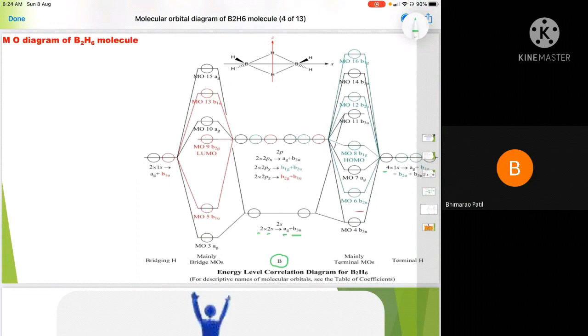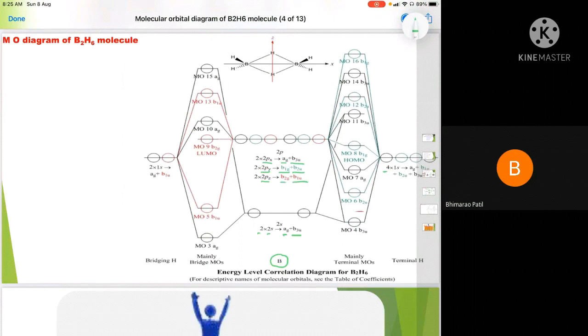Then the 2p atomic orbitals of each boron atom combine with the 2p atomic orbitals of the other boron atom to form six hybrid orbitals. The 2px combined with the other 2px forms Ag and B3u. The 2py combined with another 2py forms the hybrid orbitals B1g and B2u. And the 2pz atomic orbital of one boron atom is combined with the 2pz atomic orbital of the other boron atom, which forms B2u and B1u.